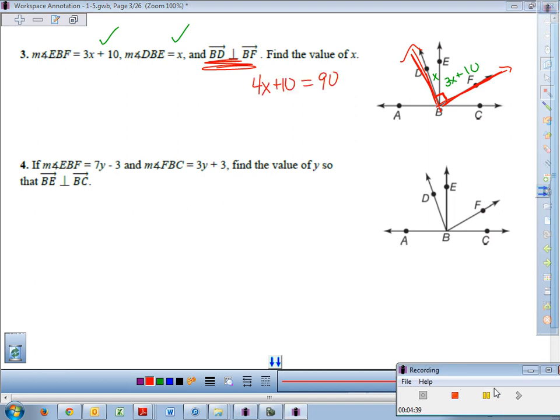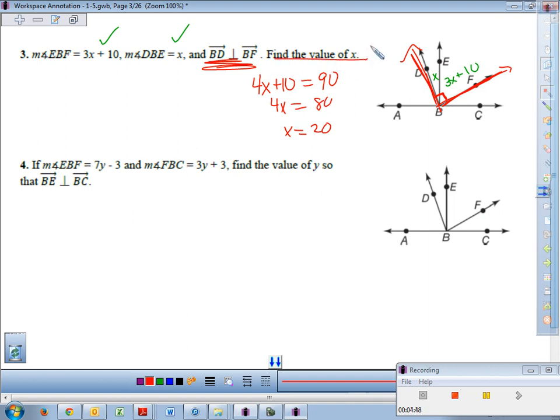What do you think about 4x plus 10 equals 90? Where did 4x come from? Combined like terms, right? I'm adding x plus 3x plus 10 equals 90, so 4x equals 100 or 80? Because you got to subtract 10, and x equals the 20. Is that right?